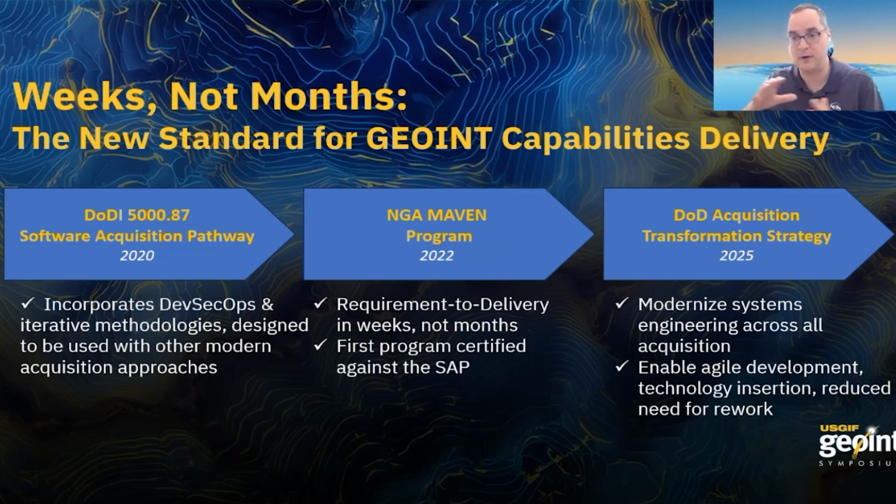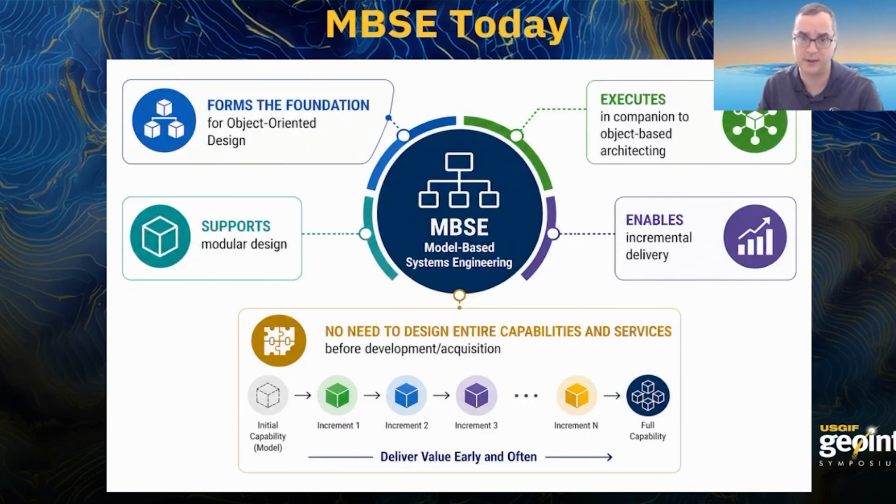And so we've seen this progression over the years of policy. When it comes to the GEOINT community, NGA has been very fortunate in getting the Maven program office, which has taken the agile approach and given an example of how it can be done, delivering capabilities in days and weeks instead of months and years. And just recently, we have acquisition strategy from the Department of War, once again emphasizing the importance of agile product delivery.